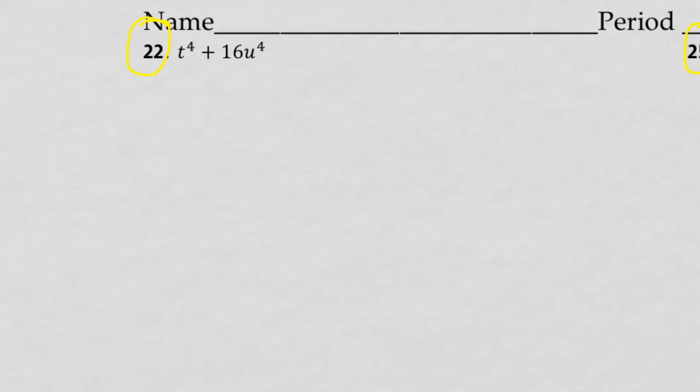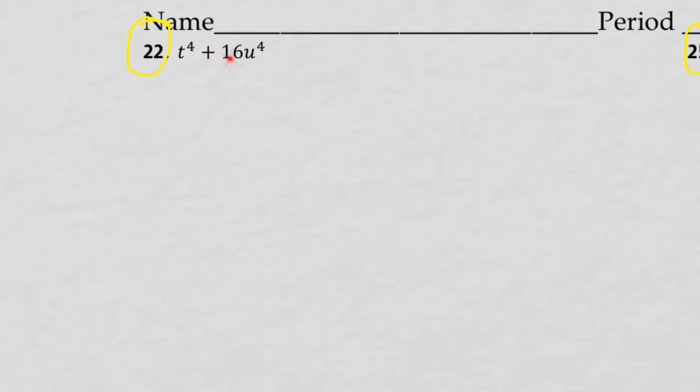Okay, let's start part 2 with number 22. Again, we're trying to factor these completely. So it says t to the fourth plus 16 u to the fourth. You probably noticed that all of these are perfect squares, right? T to the fourth is a perfect square, 16 is a perfect square, u to the fourth is a perfect square. So you think you might be able to use the difference of two squares, but there is a problem in that this is plus, okay?